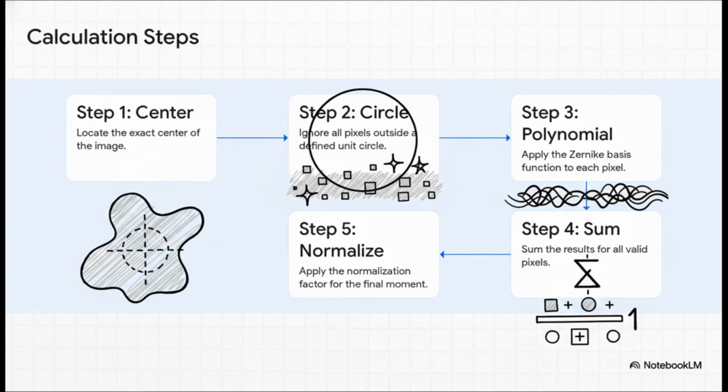This just makes sure every shape is measured on the same playing field. After that, it applies a special mathematical filter, that's the Zernike polynomial, to the pixels inside the circle. And finally, it just adds up all those results and tidies them up to create one single, powerful number. That's it. That's one Zernike moment.